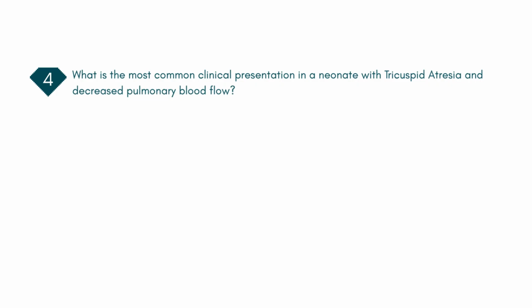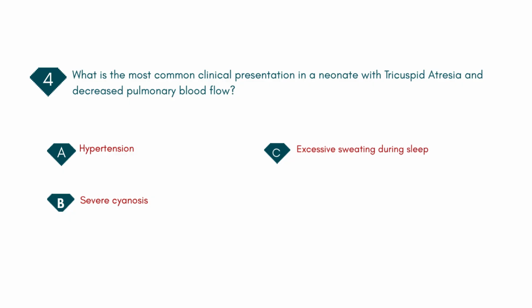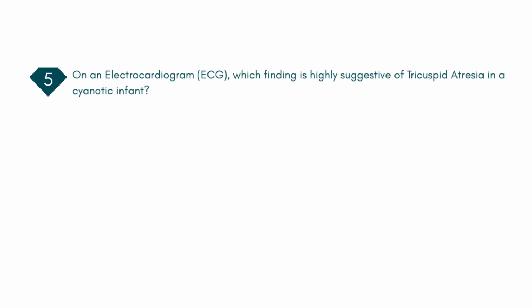What is the most common clinical presentation in a neonate with tricuspid atresia and decreased pulmonary blood flow? A. Hypertension. B. Severe cyanosis. C. Excessive sweating during sleep. D. Brachial femoral pulse delay. Answer B. Severe cyanosis.